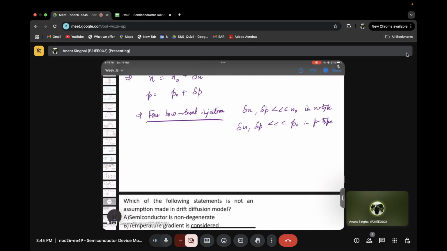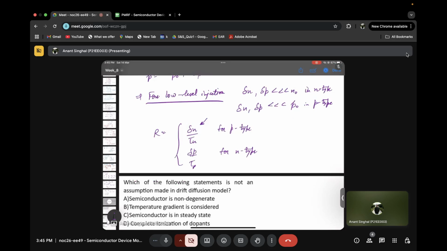So your recombination rate is nothing but the number of excess carriers divided by the time constant. So it will be delta P by tau P. Because we are interested in the minority carriers, N will be the minority carrier for P type, and P will be the minority carrier for N type. As I said, the recombination happens for the minority carriers with the majority carriers. So we are only interested in the minority carriers, right? Does it make sense to everyone?